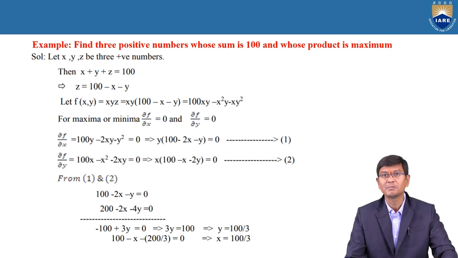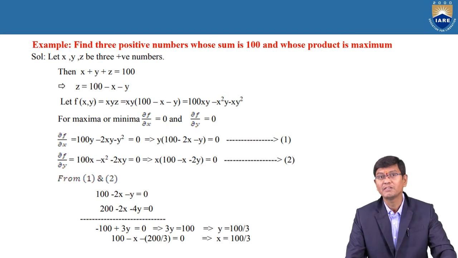Therefore, f of x comma y comma z is treated as f of x comma y only. In xyz, we know the sum x plus y plus z is 100, so z is equal to 100 minus x minus y. Therefore, we replace it as xy into 100 minus x minus y. The simplification of this equation is 100xy minus x square y minus x y square. Now we need to find whether the function has a maximum or minimum, with the help of the extreme values.